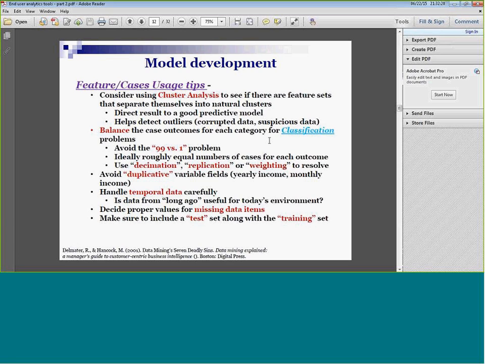You might want to think about balancing the case outcomes. I'm going to say a little bit more about this. This is called the 99 versus 1 problem. If you have a terribly imbalanced data set, let's say you have 10,000 cases, 9,900 of them are people who paid back a loan, 100 of them are people who did not. Well, you turn that over to a classification model, it's going to say, oh, piece of cake. It will predict that everyone will pay the loan back. How accurate will it be? 99%, because 99% of the people do pay the loan back.